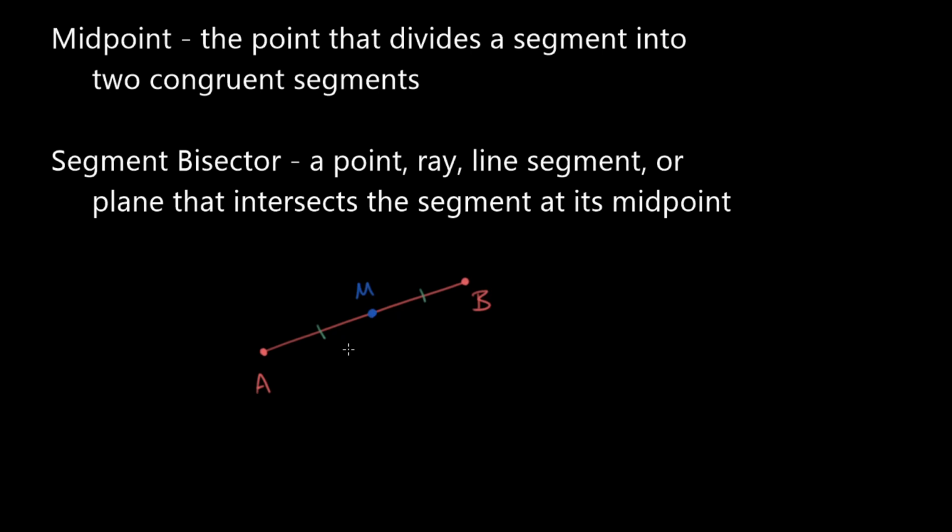So one way of thinking about this is, this point is halfway between this length. The length of AM is equal to the length of MB, or another way, and this is the good definition that we're going to use, is that it divides the segment into two congruent segments. So segment AM will be congruent to segment MB.